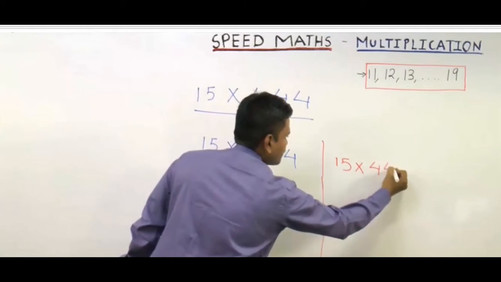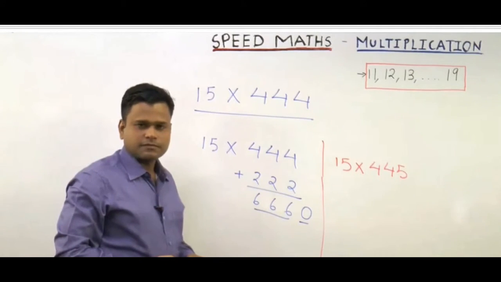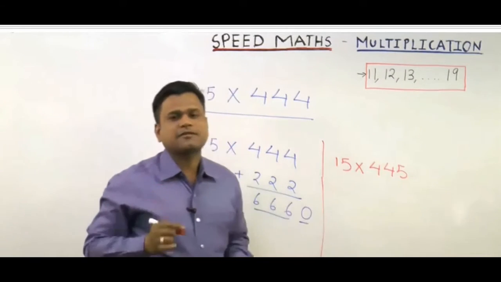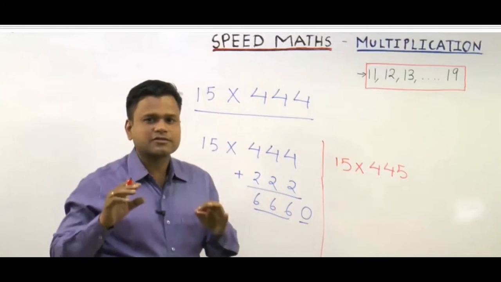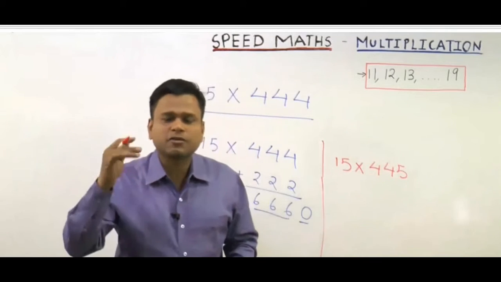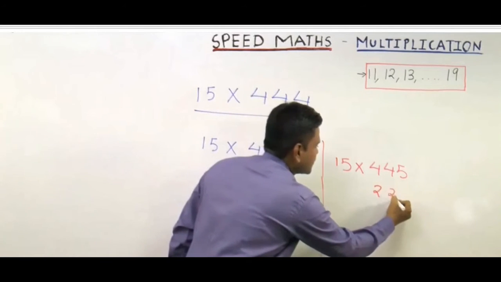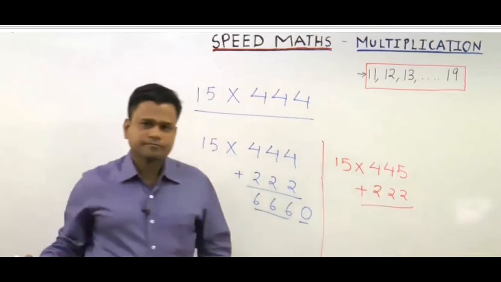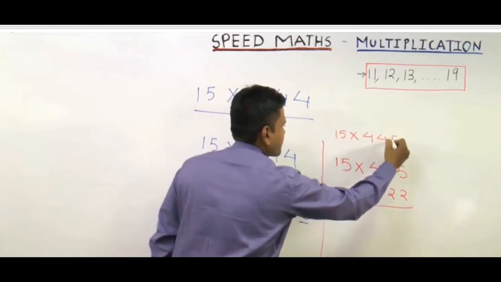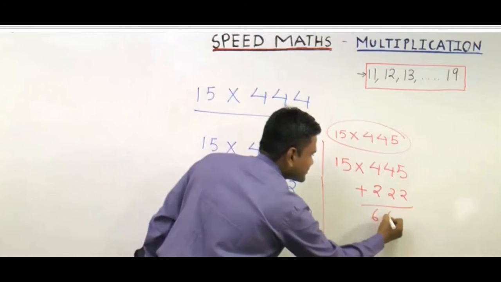into 445. This number is not divisible by 2, doesn't matter. Take or think one less than this number for the sake of convenience, so that you get the answer more easily. 445, 1 less is 444, divide that by 2, you get the number as 222. So we have the number as 222 here, add them. So for the question which is this, 15 into 445, add them, we get this as 667.